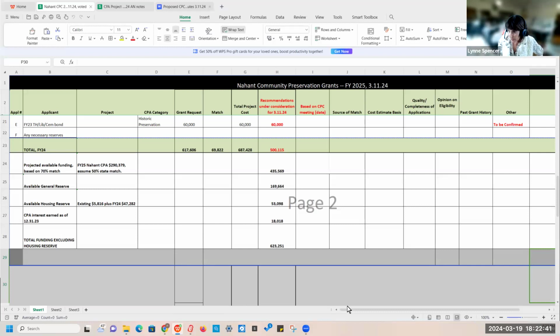So if we proceed and fund all that we've recommended, we'll still be leaving a reserve of approximately $123,000 plus what's left in the housing reserve. So is that clear to everyone?